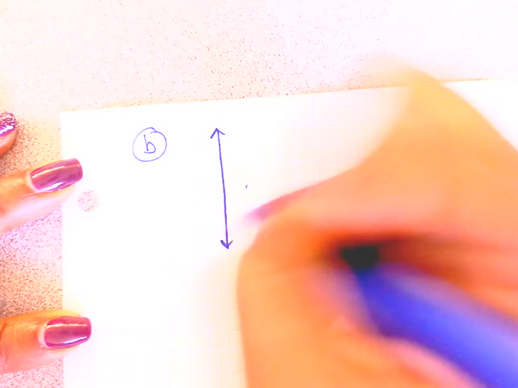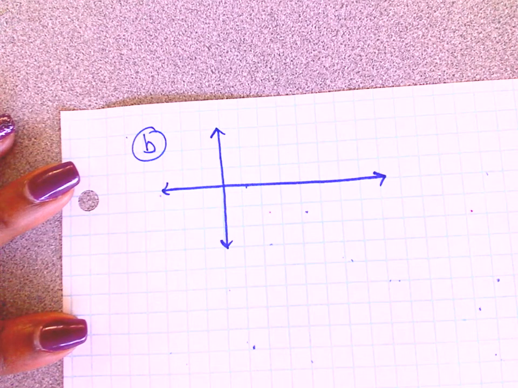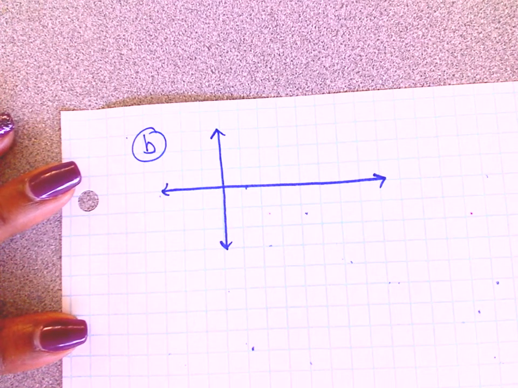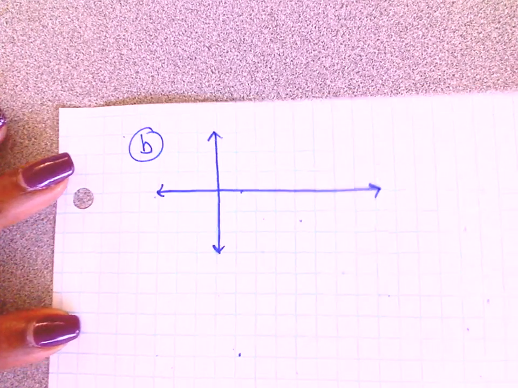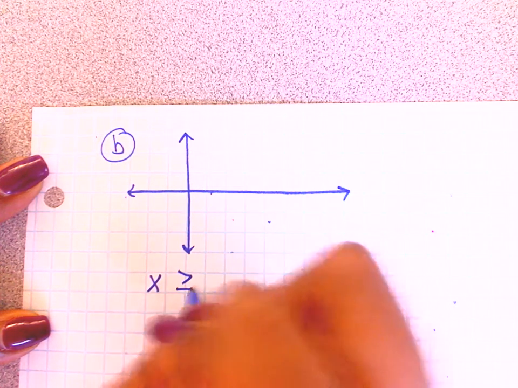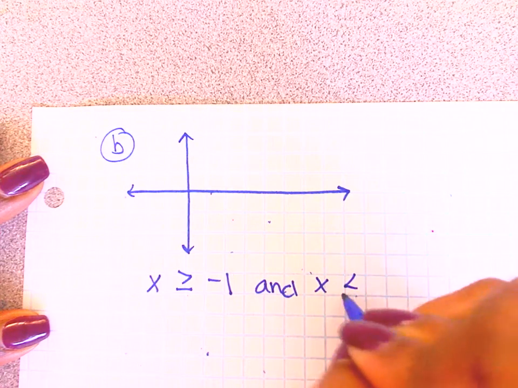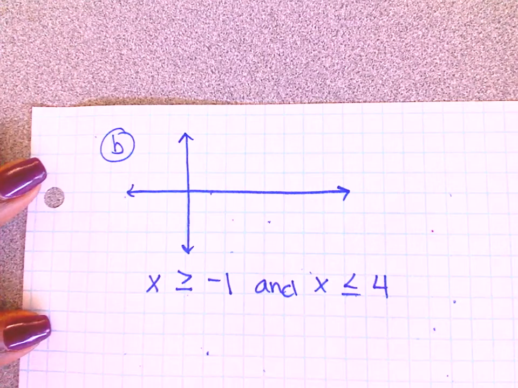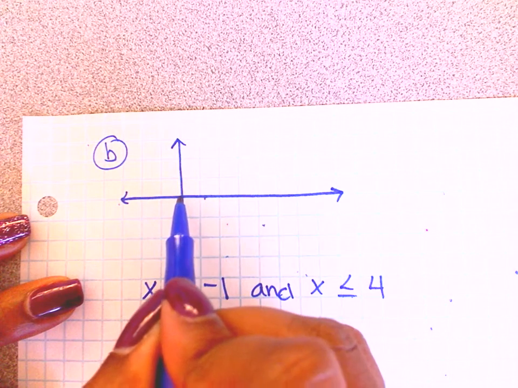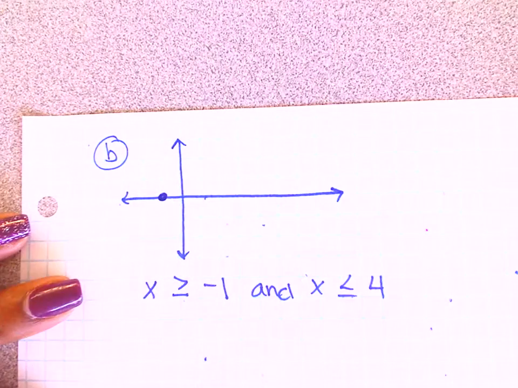All right. Letter B. Almost there. Looks like this. Now they're going to tell me that x is greater than or equal to -1 and x is less than or equal to 4. So I can put those on my graph. x is greater than or equal to -1, so I'm going to put it right there on the x line.